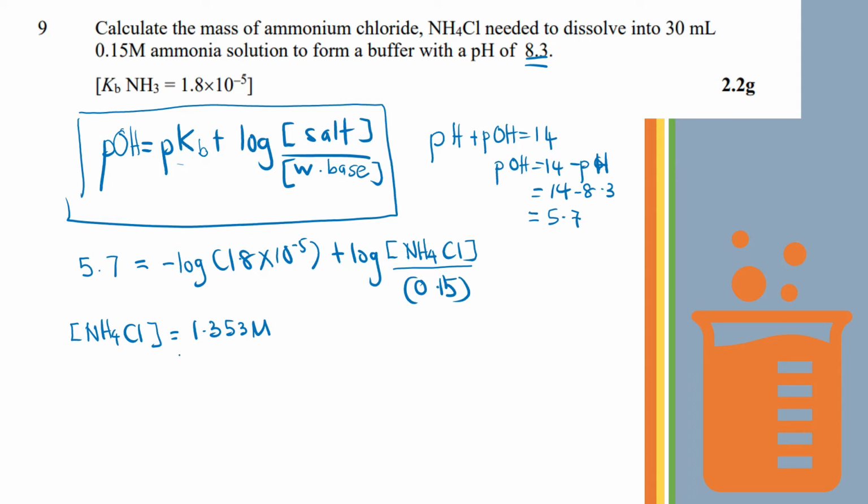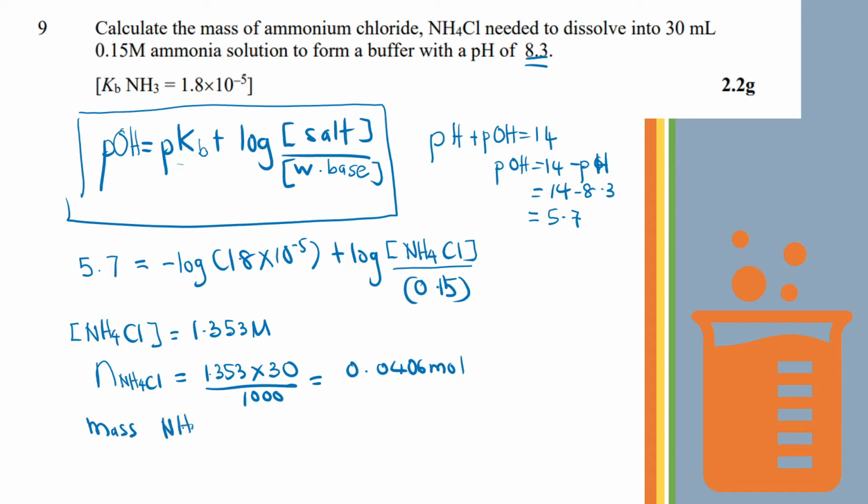Then we have to find the mole of ammonium chloride, because from the mole we can find the mass. How do we get the number of moles? From the volume. So n of NH4Cl is equal to molarity times volume divided by 1000. Molarity is 1.353, volume is 30 ml divided by 1000. So we get 0.0406 mol.